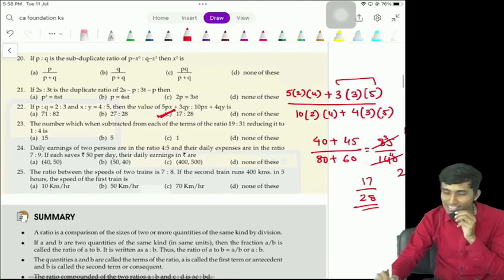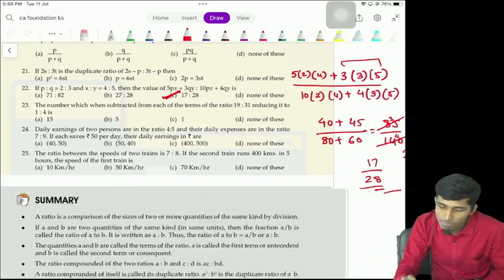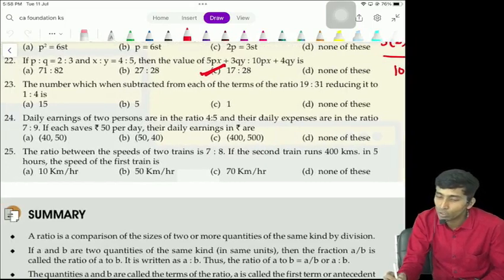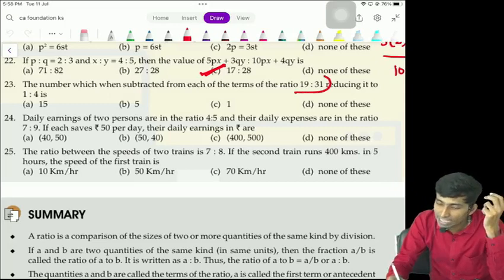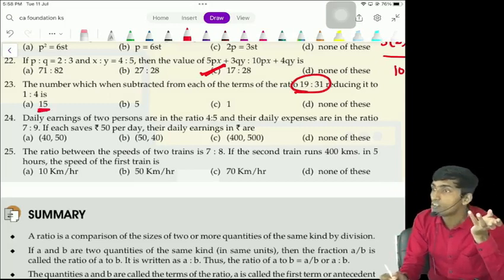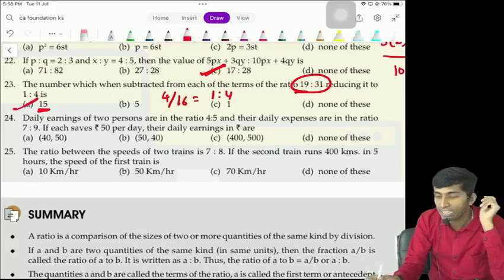Chalo. Listen, done. The number when subtracted from each of the terms in the ratio 19 is to 31 reduces it to 1 is to 4. So what number should be subtracted from 19 is to 31 so that you get 1 is to 4? First option is what? 15. 19 minus 15 is 4. 31 minus 15 is 16. Answer is 1 is to 4. So the option is A.